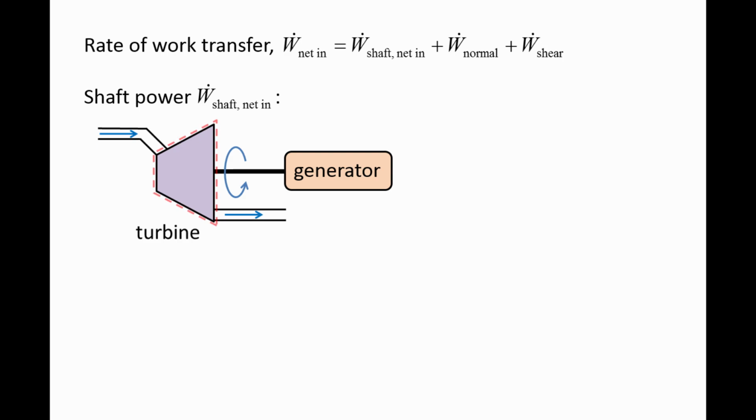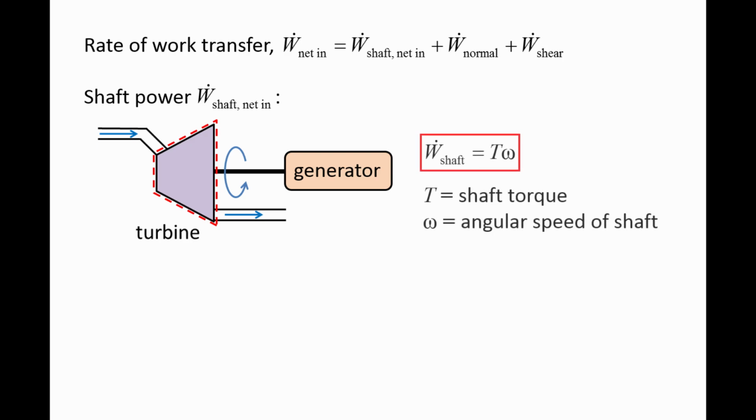If we identify the control volume as just the turbine, notice that the shaft cuts through the control surface. The rate that work is transferred through the shaft is equal to the shaft torque T times the angular speed of the shaft, omega. Turbines transfer energy out of a control volume through a rotating shaft. Other devices such as pumps, compressors, and fans require energy input from a motor through a rotating shaft.